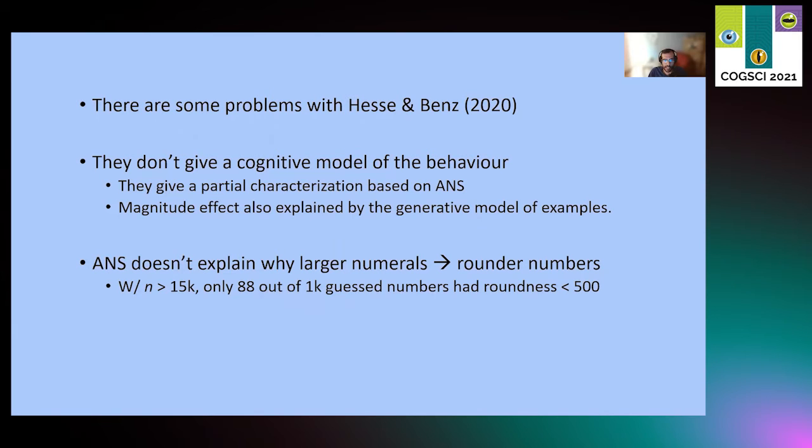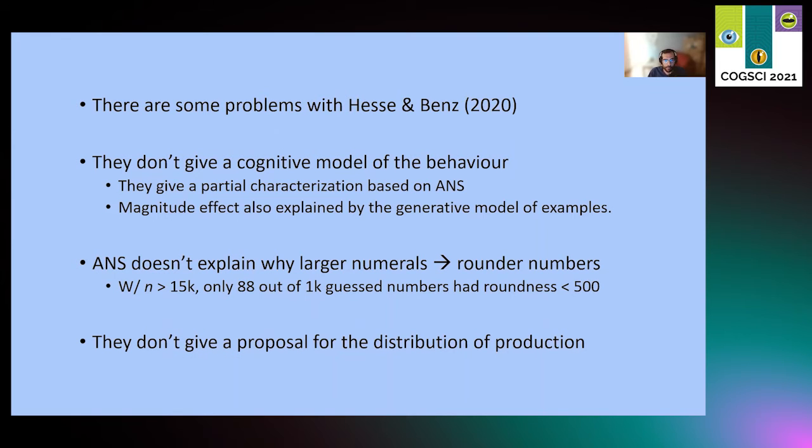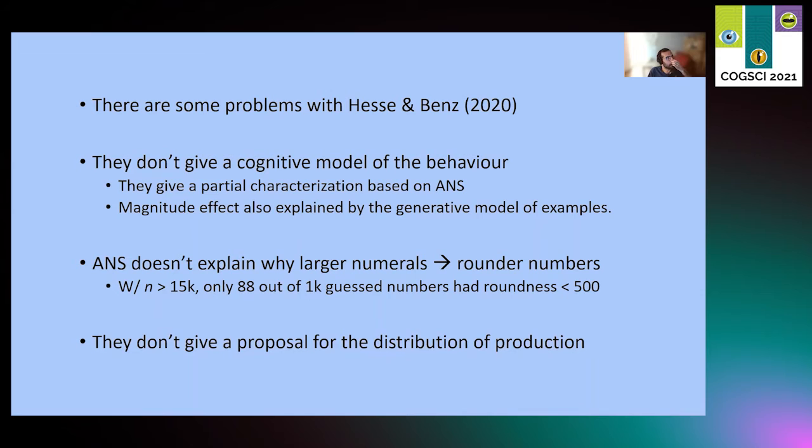So for instance, when the true number was greater than 15,000, only 88 out of 1,000 guessed numbers had a roundness that was smaller than the roundness of 400. And they do give a proposal for the distribution of production. So they don't have a model of how the participants are actually producing the numbers.